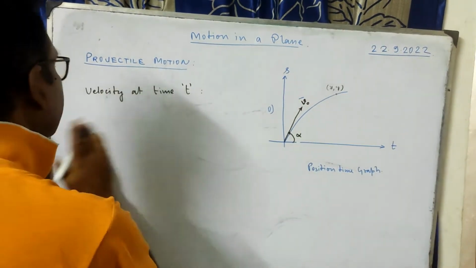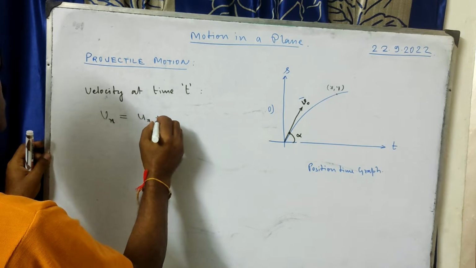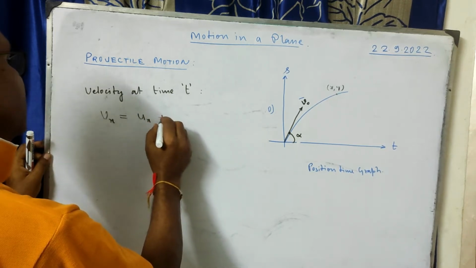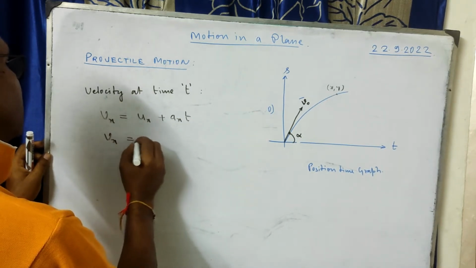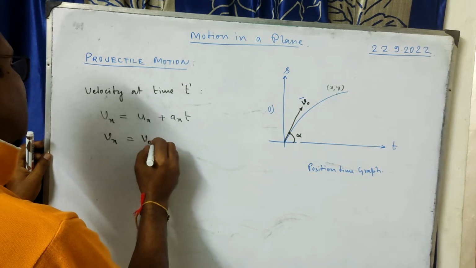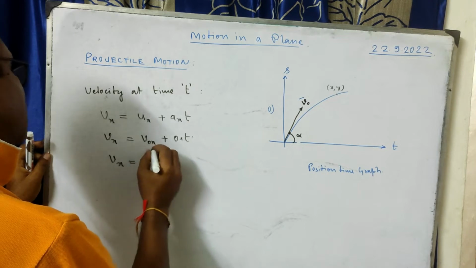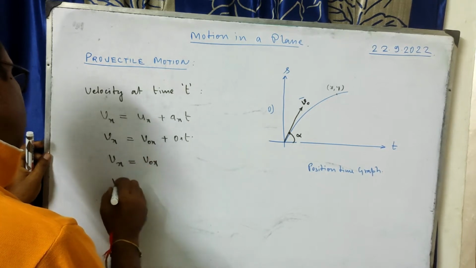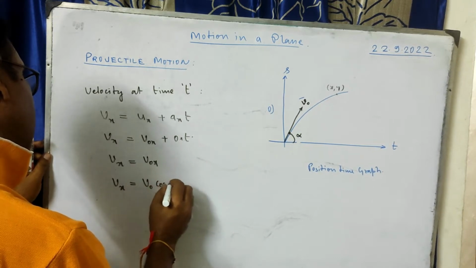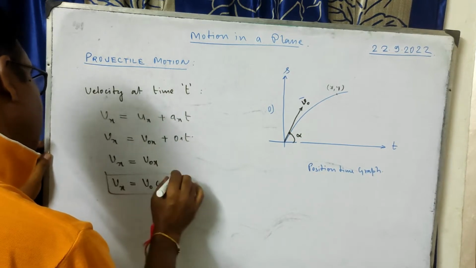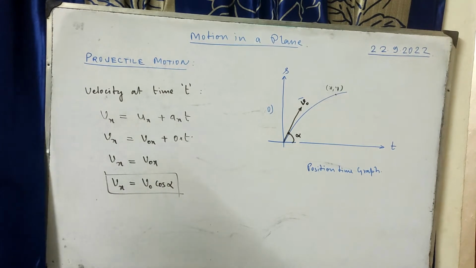The actual equation is, forget about the constants and all. V is nothing but initial velocity ux plus, v is equal to u plus at, so axt. What is the ax? Ax is 0. So Vx will be ux, which is V0x plus ax, which is 0, into t. So Vx is nothing but V0x, which is V0 cos alpha. So this will remain constant throughout the flight. Okay, understood? So write it down.